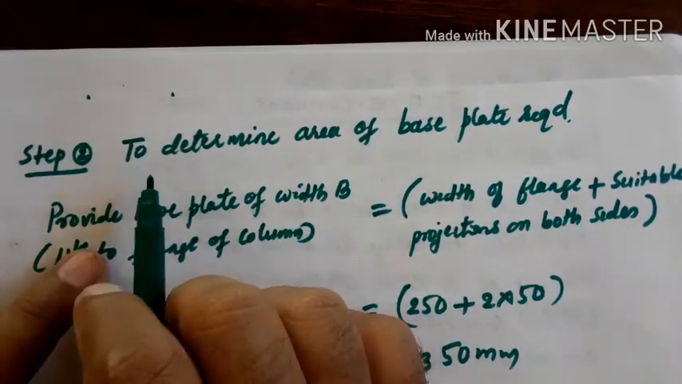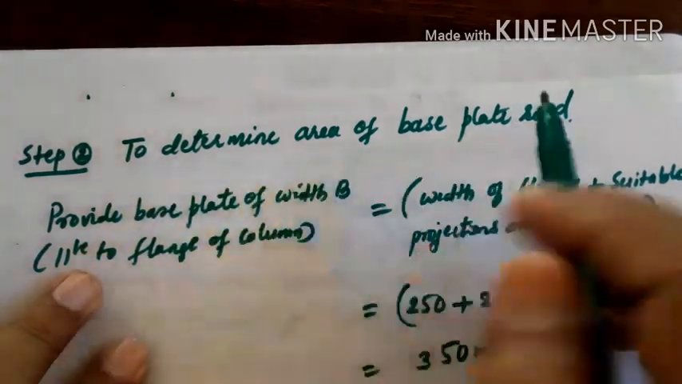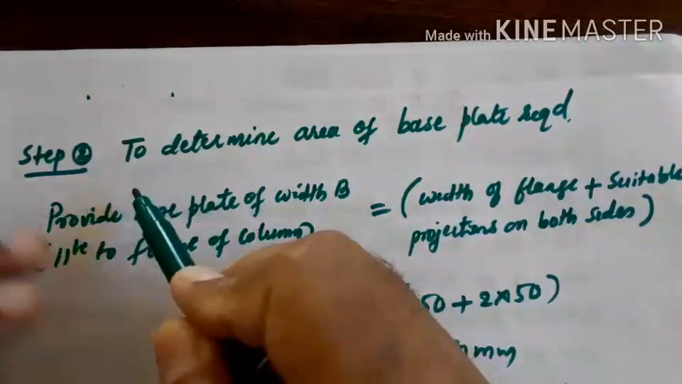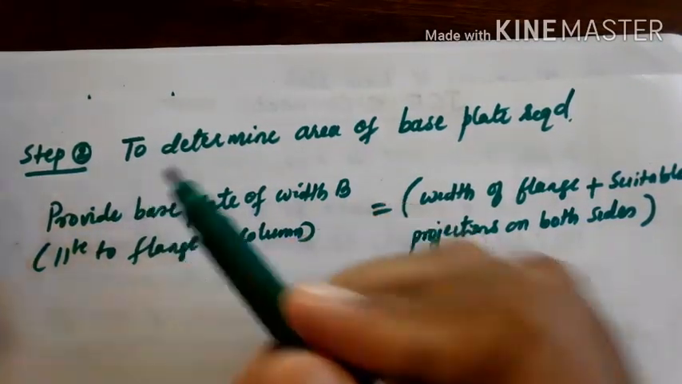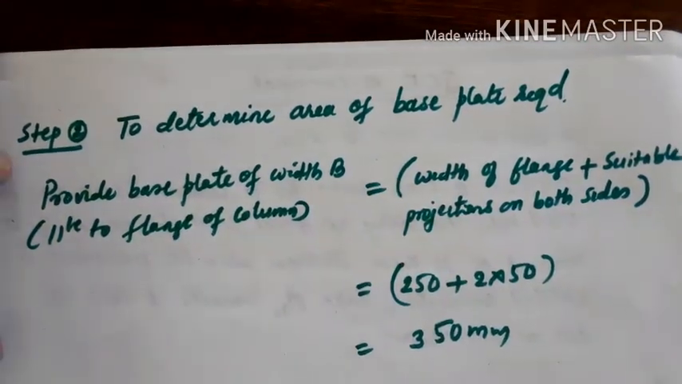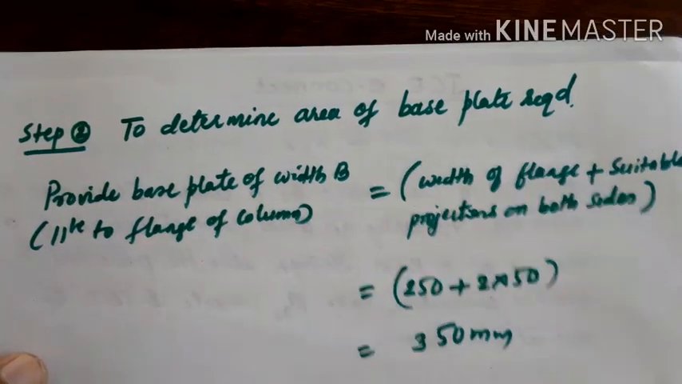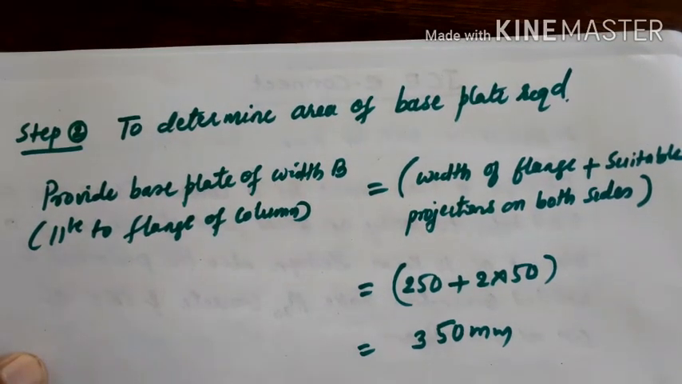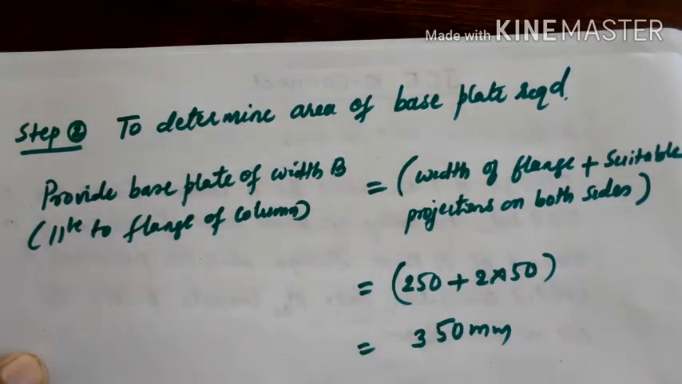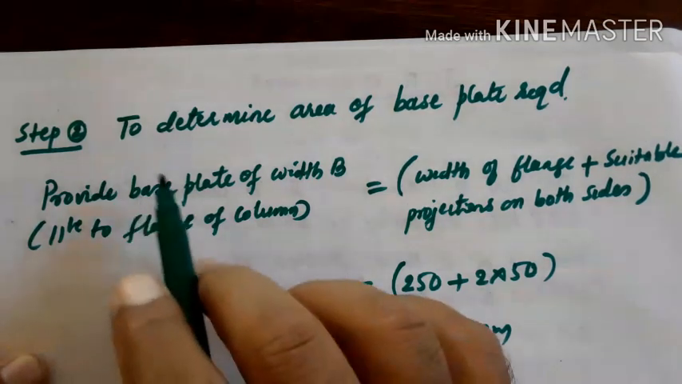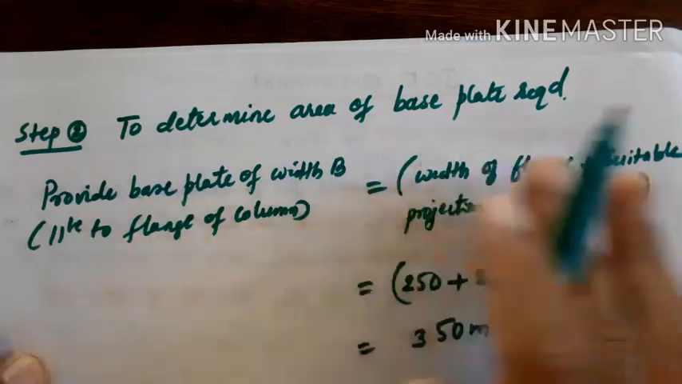Again you have to calculate the area of the base plate required. So again these steps will be the same as the previous problem design. The only change here is that in this problem the axial load is accompanied by moment, and when it is accompanied by a moment, how to calculate the thickness we'll see in this problem, and the rest of the steps are the same.